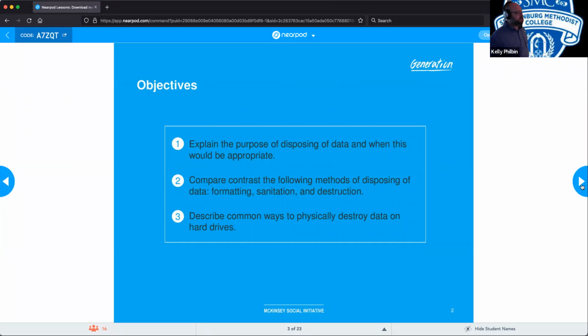Compare and contrast the following methods of disposing data: formatting, sanitation, and destruction. The latter tends to be the most cathartic for most people, but not always the most effective. Describe common ways to physically destroy data on hard drives.